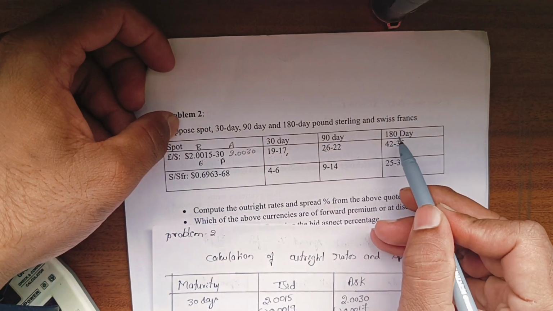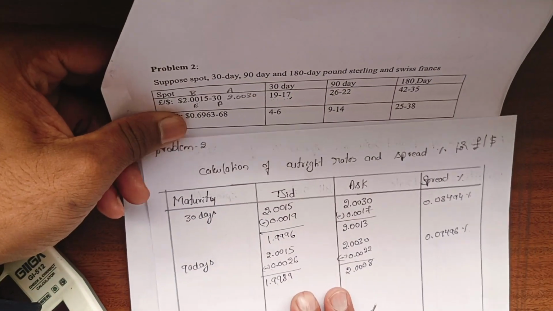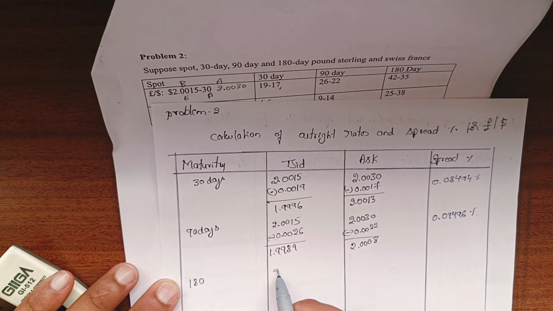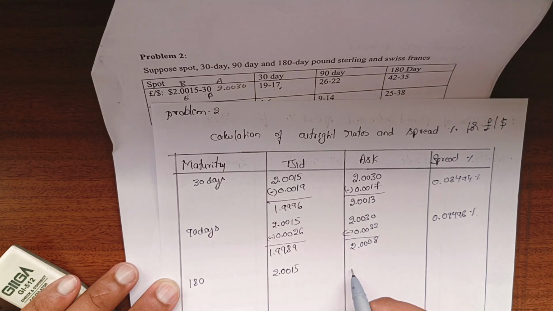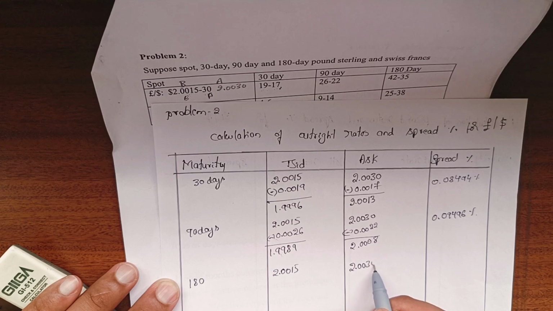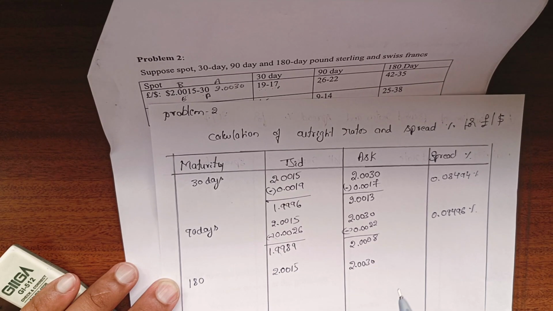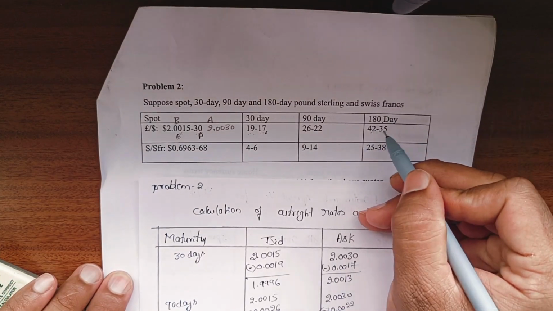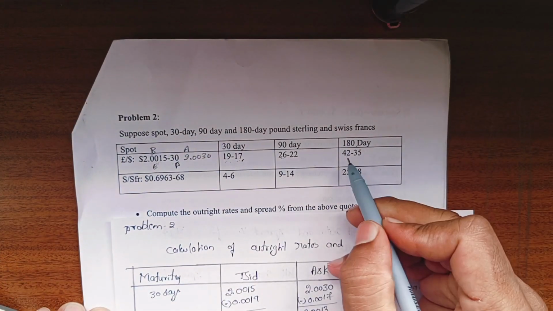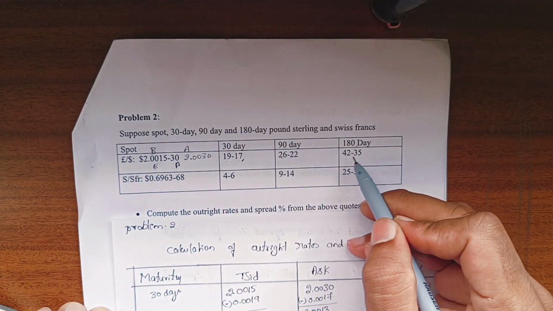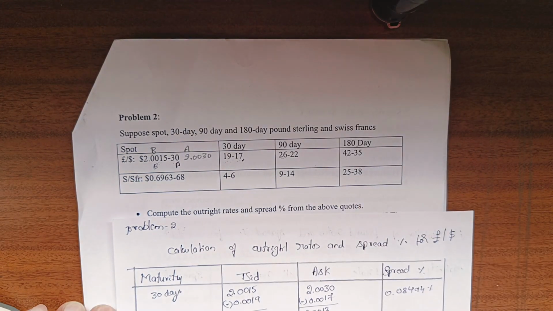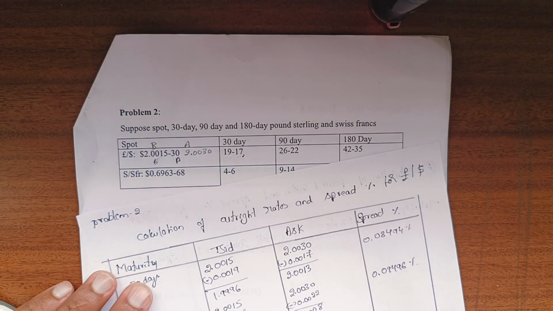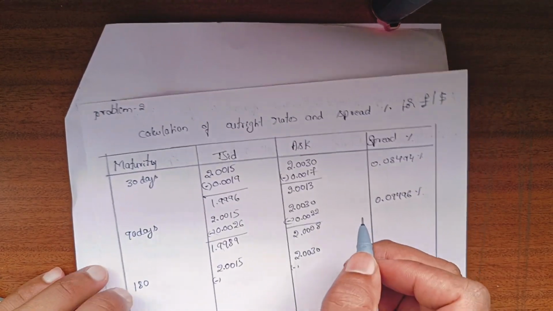Last one is 180 days. What you need to do? You need to write 180 days. First you write down bid rate, write down the ask rate. As I told you, these two rates will remain same for all the number of days. Then you need to verify this RHS and LHS. Here again LHS is greater. In all the scenarios LHS is greater. If LHS is greater, what we need to do? We need to deduct the amount.